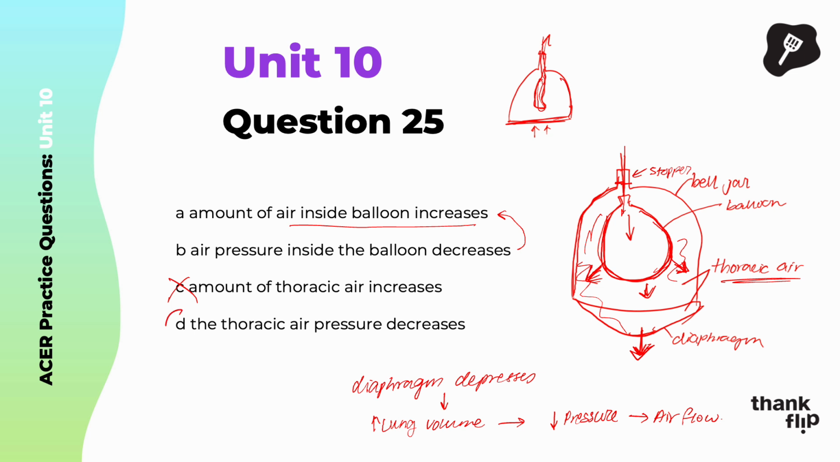So the answer is D. This is what happens first. The first thing that happens is to do with the diaphragm, and it decreases the thoracic air pressure, which pulls on the lung, which increases the volume of the lung. And the volume of the lung increasing means that the pressure decreases, because they're inversely proportional. And then that leads to air being sucked in. And so that's when the amount of air inside the balloon increases. So then the answer is D.